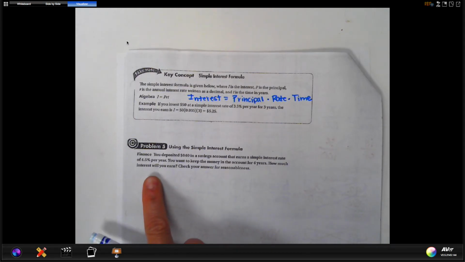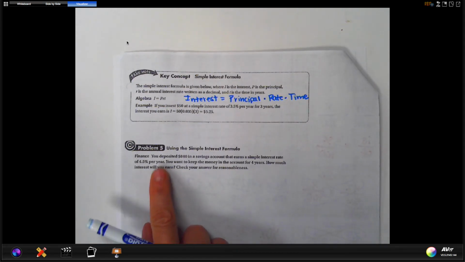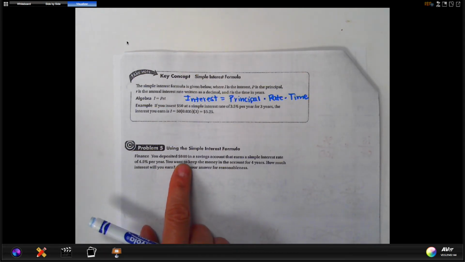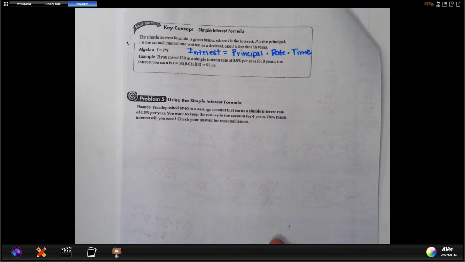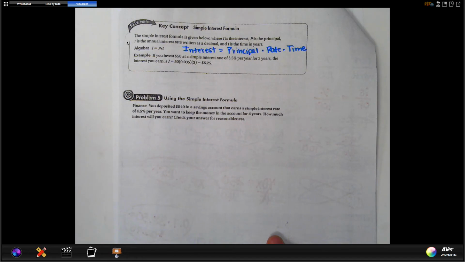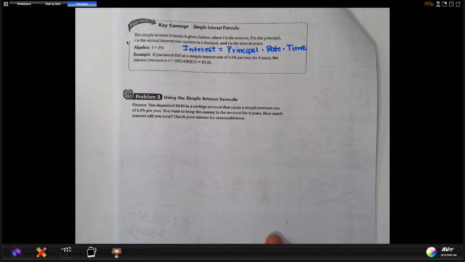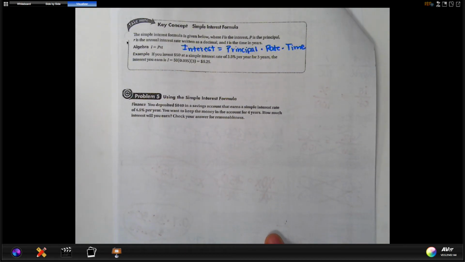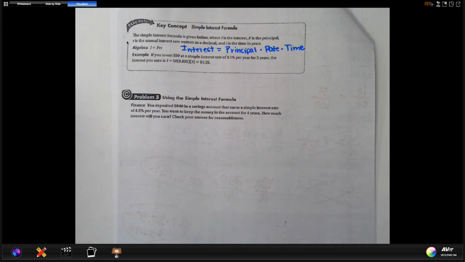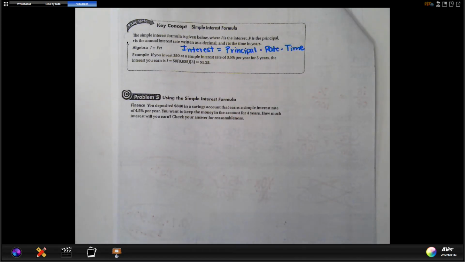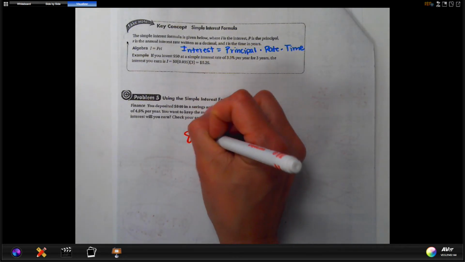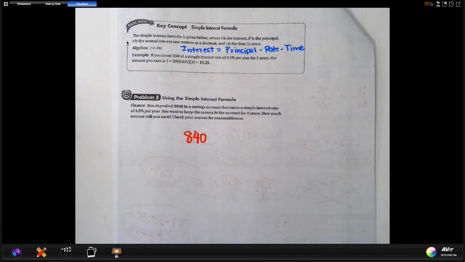So here's an example. You deposit $840 in a savings account that earns simple interest at a rate of 4.5% per year. You want to keep the money in the account for 4 years. How much interest will you earn? Check your answer for reasonableness. Okay, so to find the interest, we're going to start with our principal, which is the original amount. $840 is what we start with in the account.